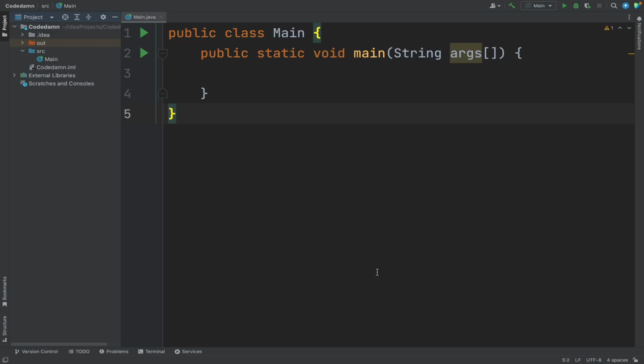Hey everyone, welcome back, and in this video we are going to discuss arithmetic operators in Java. Now basically if I talk about mathematics, we have some arithmetic operators such as plus, minus, divide, multiply. Using them we can do certain operations such as addition, subtraction, multiplication and division, right?